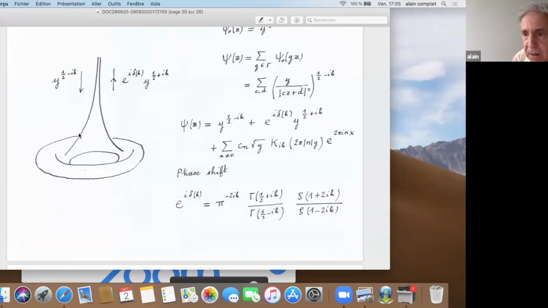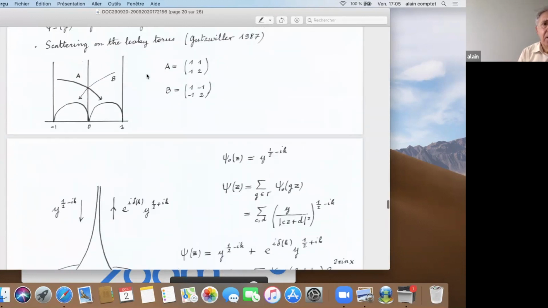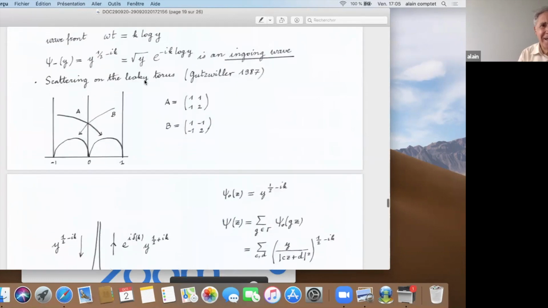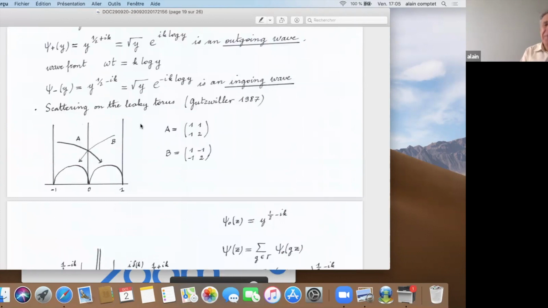In this case? Yeah. Okay. I understand that you cannot really decouple the motion in the perpendicular direction. Okay, in this case, the Landau levels, this is an interesting problem. In fact, I don't know really.